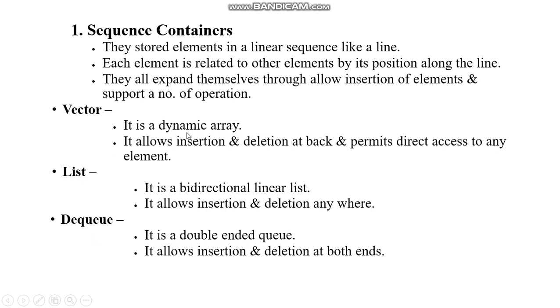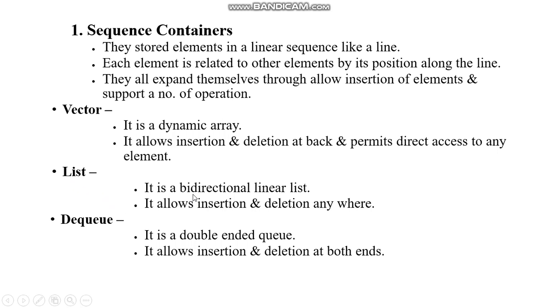Vector is a dynamic array. Already we know about an array in C and C++. An array is a set of elements of the same data type stored in a sequence of memory locations. But here it is a dynamic array, that is, the size of the array may vary. We can add any number of elements into that array, or we can remove. So the size of the array changes. That is a dynamic array. Here insertion and deletion happen at the back, and it permits direct access to any element. This is a vector.